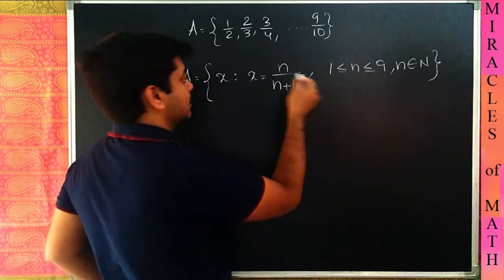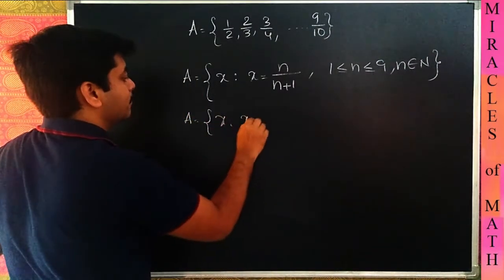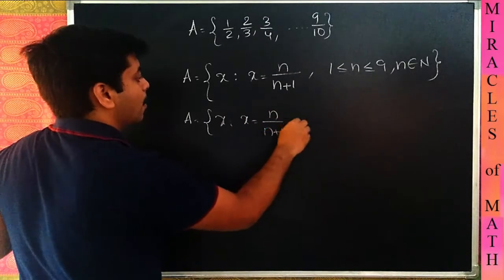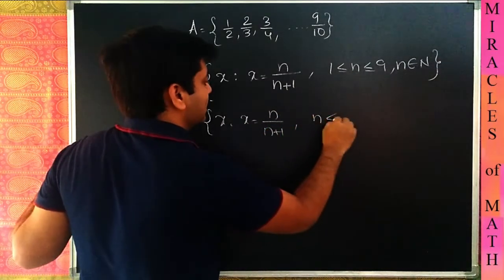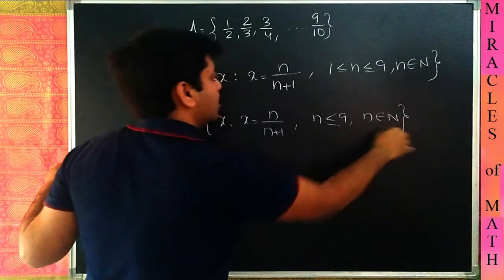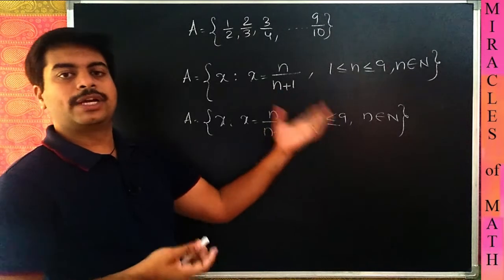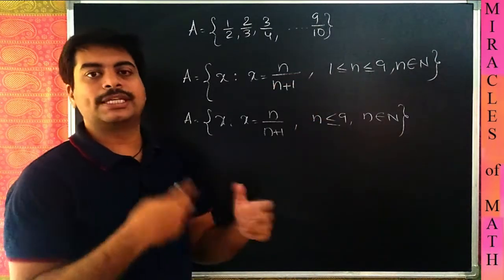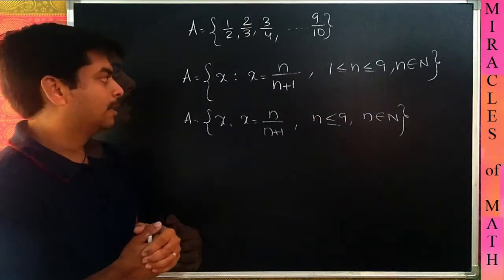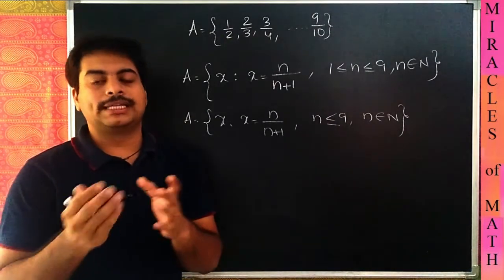Or you can write like this. A is equal to x such that x is equal to n by n plus 1, where n is less than or equal to 9 and belongs to the natural numbers. Why am I not mentioning 1? Because as I mentioned, a natural number starts with 1 only. No need to mention it again. So in this way, you can solve the other problems as well.